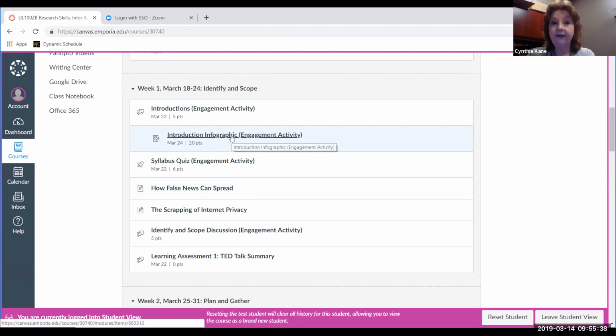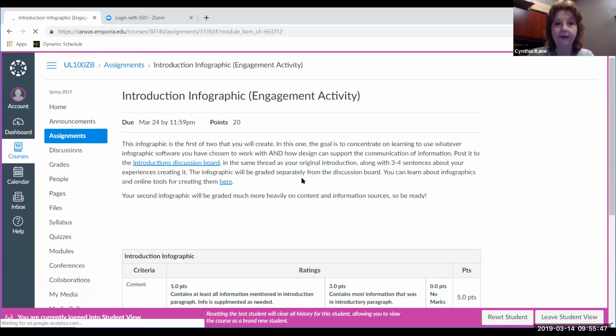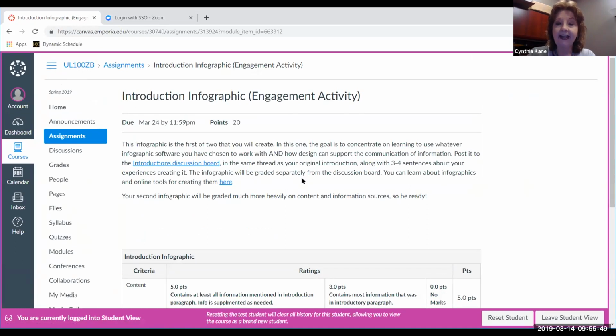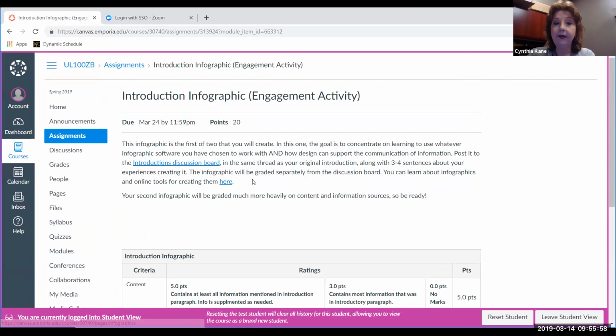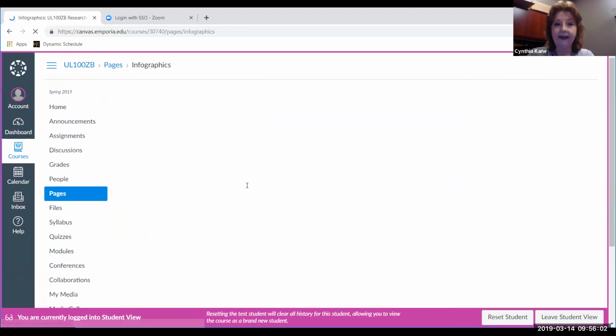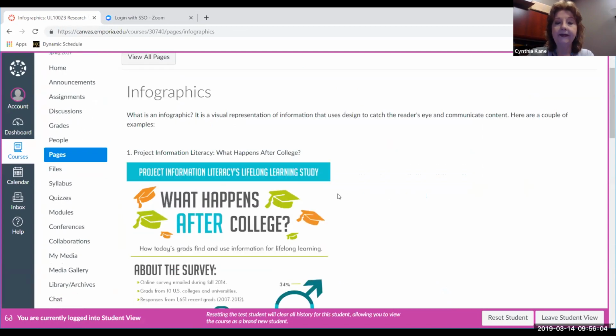The introduction infographic, which is a separate engagement activity, can be drawn from your introductions. That's the one that's due by March 24th. This is a little bit more in depth. If you choose to do this engagement activity, this is the first of 2 infographics that you would create. You could post it to the introductions discussion board, and it will be graded separately. If you would like to learn about what an infographic is, it's a visual representation of information that uses design to catch the reader's eye and communicate content.